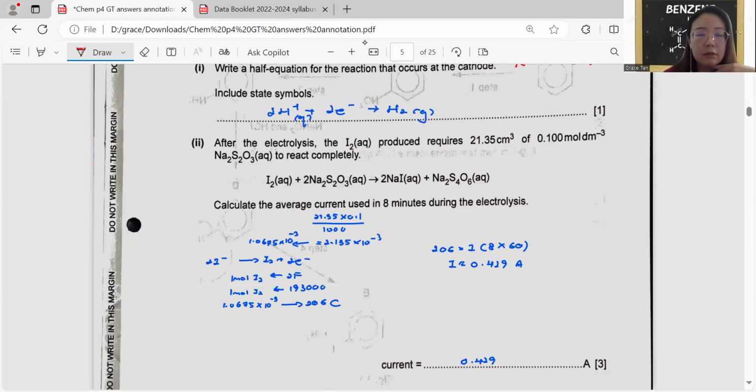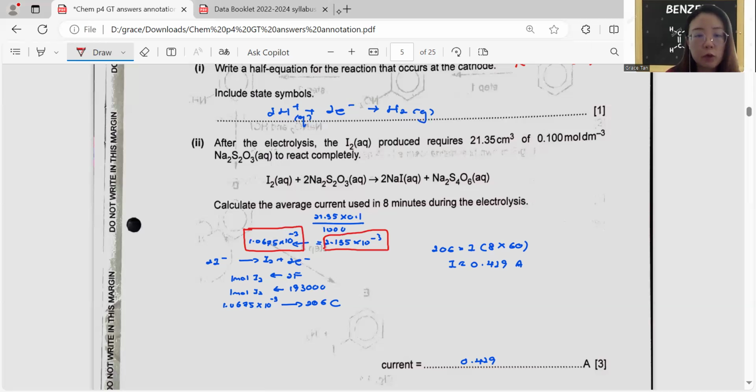After the electrolysis, the iodine produced requires 21.35 cm3 of 0.1 M sodium thiosulfate. Normally iodine and thiosulfate react together. Calculate the average current used in 8 minutes. First, I calculate the number of moles of the sodium thiosulfate, which is 2.135 × 10^-3. According to the stoichiometry of the equation, you calculate back the iodine, which is half of the sodium thiosulfate. So this is the number of moles of iodine liberated in your 8 minutes electrolysis experiment.